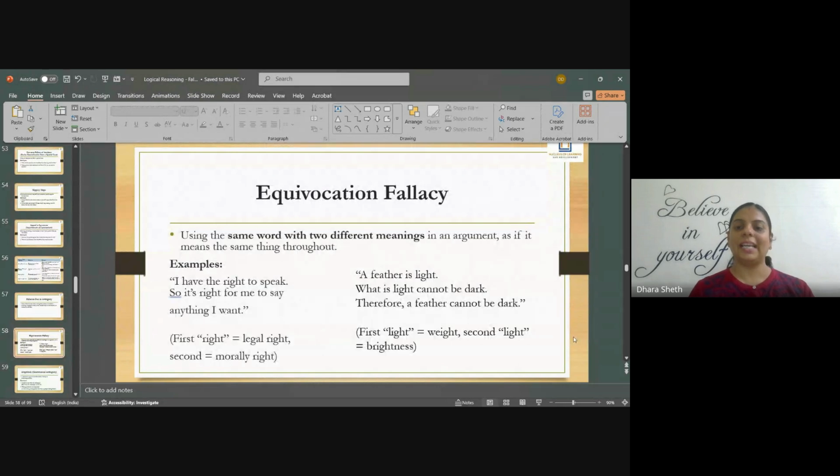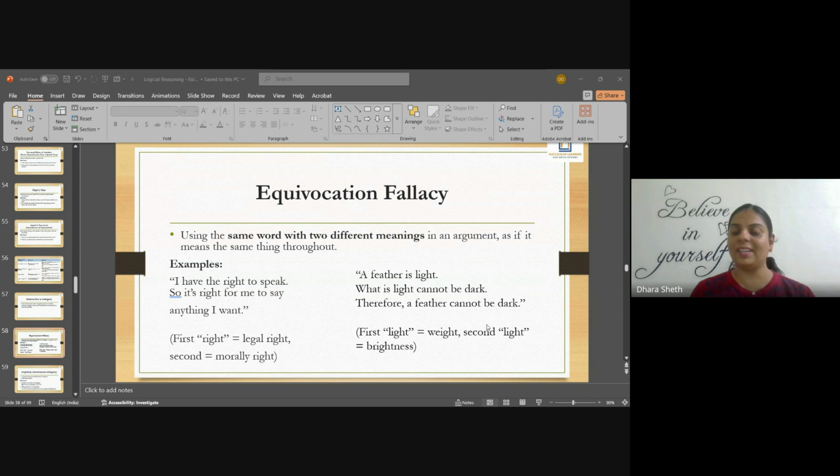For example, equivocation fallacy. Okay, using the same word with two different meanings in an argument, as if it means the same thing throughout. I have the right to speak, so it is right for me to say anything I want. The right in the first statement is a legal right, like rights and duties. In the second statement, the meaning of the word right is right or wrong.